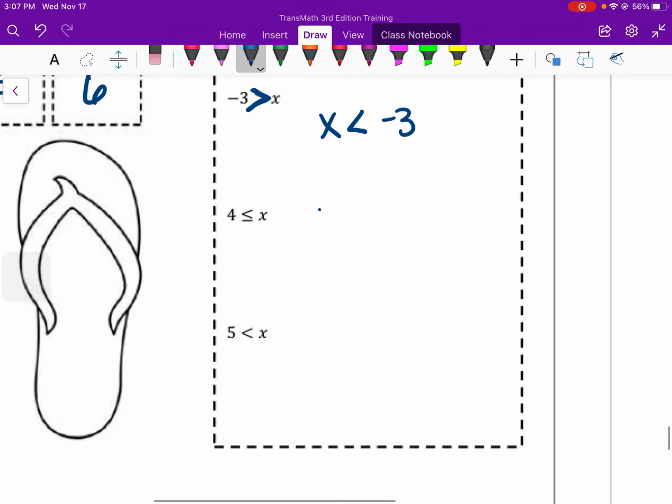This one, the x is on the right. I'm going to move the x to the left, which means I need to keep the inequality pointing to the 4 like it is currently. So I'm going to flip it around and then point it at the 4 again. So 4 is less than or equal to x is the same thing as x is greater than or equal to 4. One more time. 5 is less than x is the same thing as x is greater than 5.